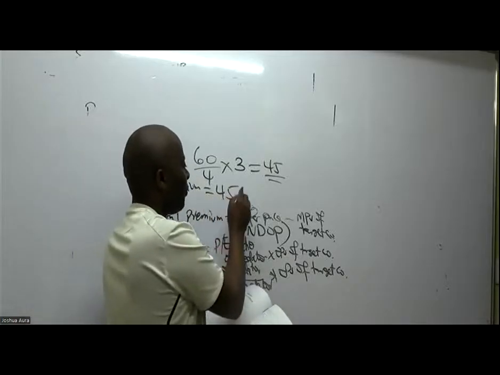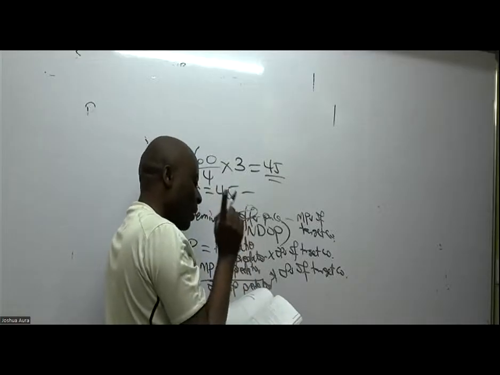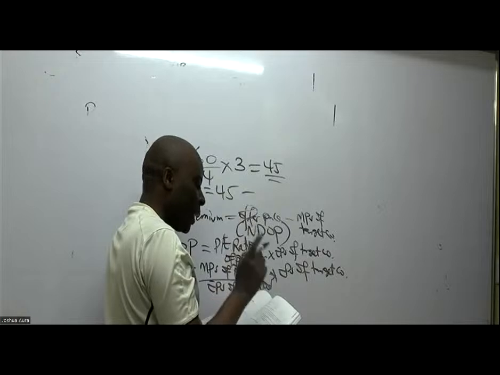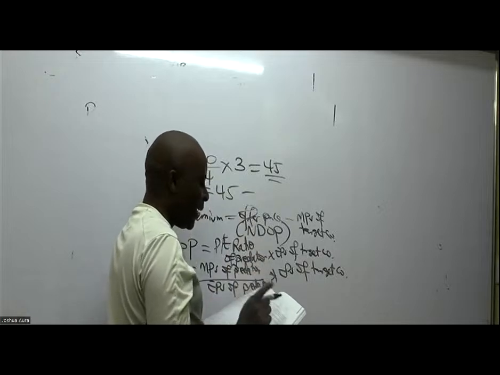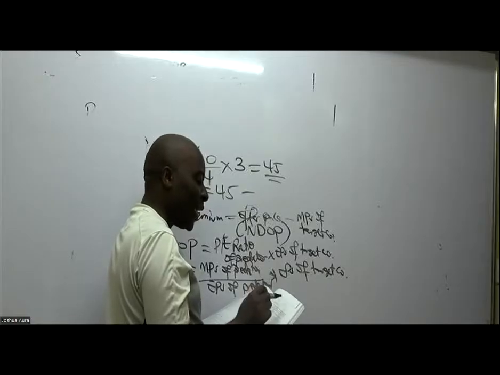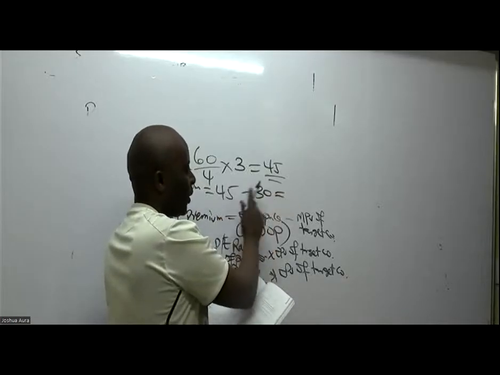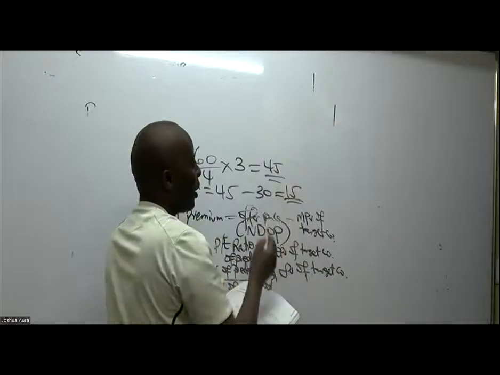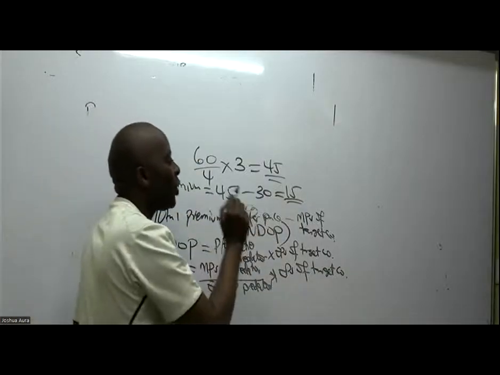And therefore, the premium here will be equal to the offer price, 45, minus the market price per share of the targeted company. I can see an error there. This is supposed to be shillings 30, not 3.0. So 45 minus 30 gives me 15. Now again, remember that this is 15 per share.